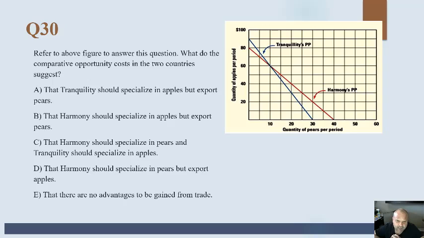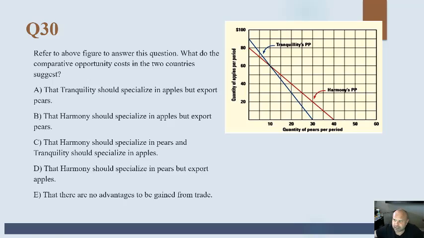Once you figure out what one country is going to do, you know what the other one will do. So as a hint, figure out for each country what the opportunity cost is of a pear, relative to, in terms of apples. So how much does a pear cost in terms of apples? Okay, so hit pause and spend a few minutes figuring it out.